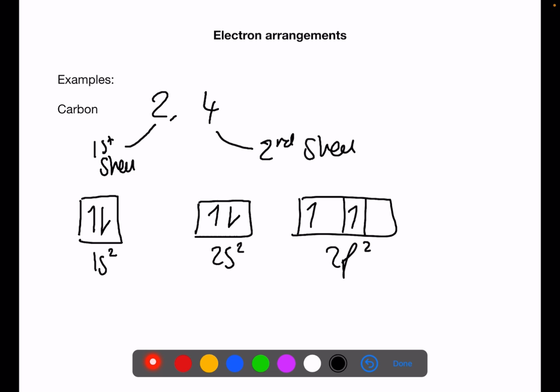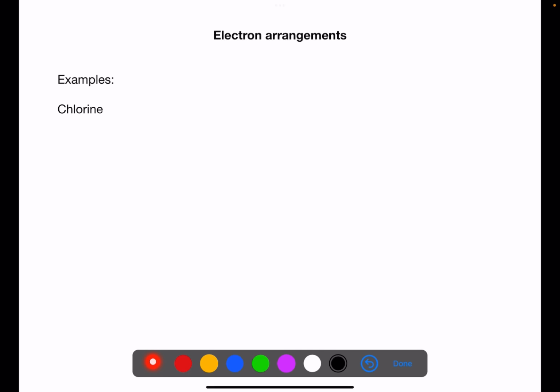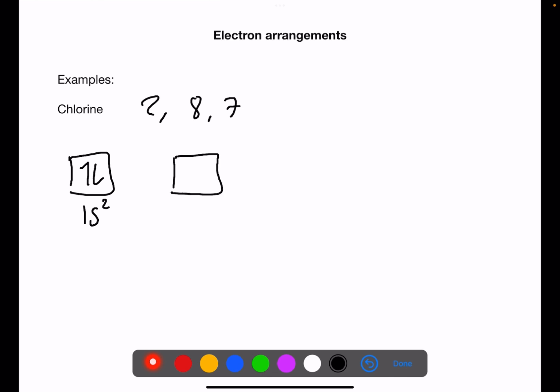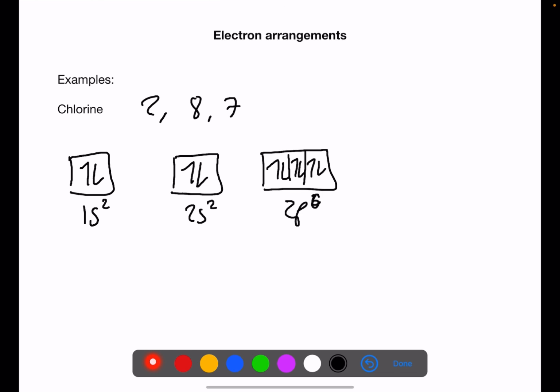Let's look at a bigger atom. So let's look at chlorine. So we've got 2, 8, 7. So here we're going to have our first box for our first shell, so that's 1s. You've got the 2 electrons going in there, so 1s2. And then we've got our second shell. So you've got your 2s and the 2p, and we've got 8 electrons to put in. So the first 2 go into the 2s, 2s2, and then we've got 6 to put into the 2p, and that gives us the 8 electrons from the second shell.